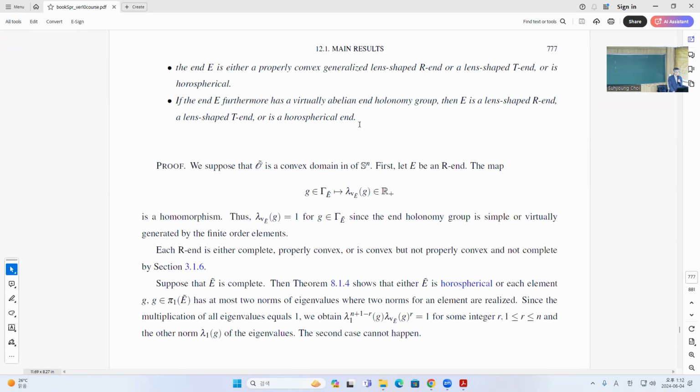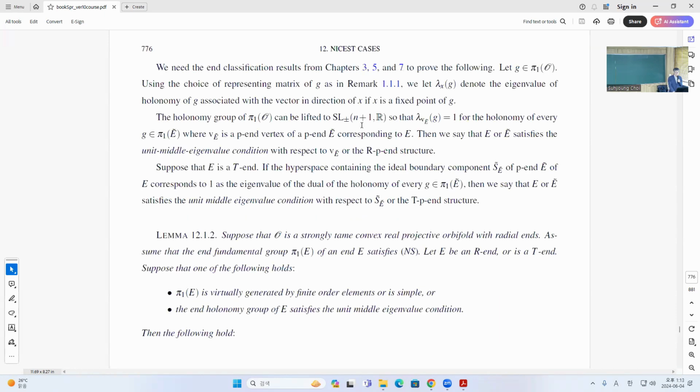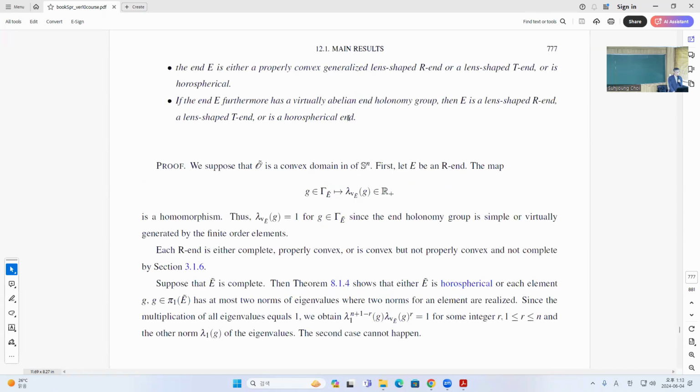Maybe I don't need the second statement. Sorry, I do. Right. Anyway, I should say that this map is a homomorphism, and so it is one for every element if it's simple or is virtually generated by finite order elements.